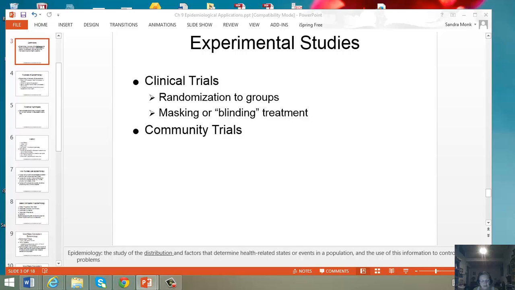Masking or blinding of treatments. The investigators want to make sure they are doing everything they can so that the studies are valid and rigorous, in order to have good research. And then there's such a thing as community trials, where entire communities are examined.